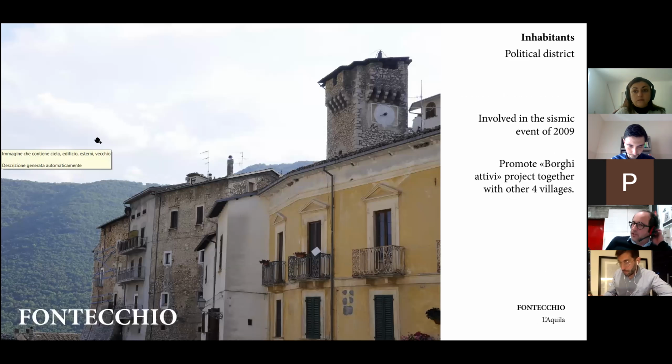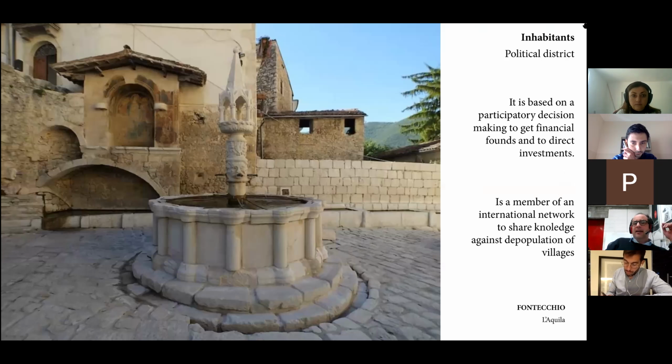Another important case is the case of Fontecchio. We are in a land that was at the center of the seismic event of 2009, and this caused a very important depopulation. So 5 little villages decided to work together to apply for European financial funds, because a single village does not have the energy to do this. So they made a sort of joint project called the Borghi Attivi. And what is important in this case is that the project is based on participatory decision-making to get the financial funds.